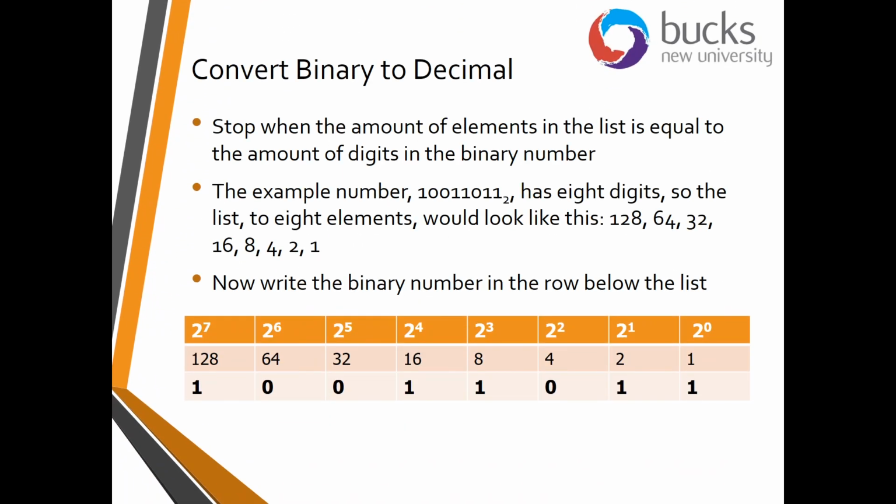So you need to stop when the number of elements in the list is equal to the number of digits in the binary number. So we had 8 binary digits, so we only need to represent up to 2 to the 7, and 2 to the 0, the 8-bit place. The example number 11011001 has 8 digits. So our list goes from 1 up to 128. Now we write out the binary number in the row below the list. We see here.